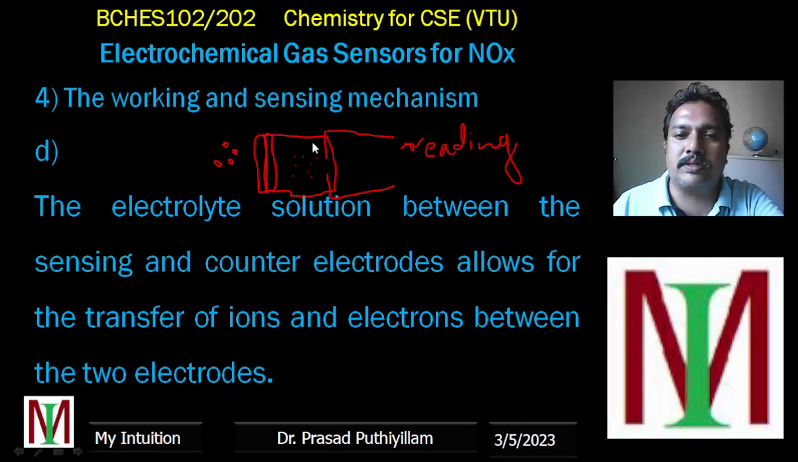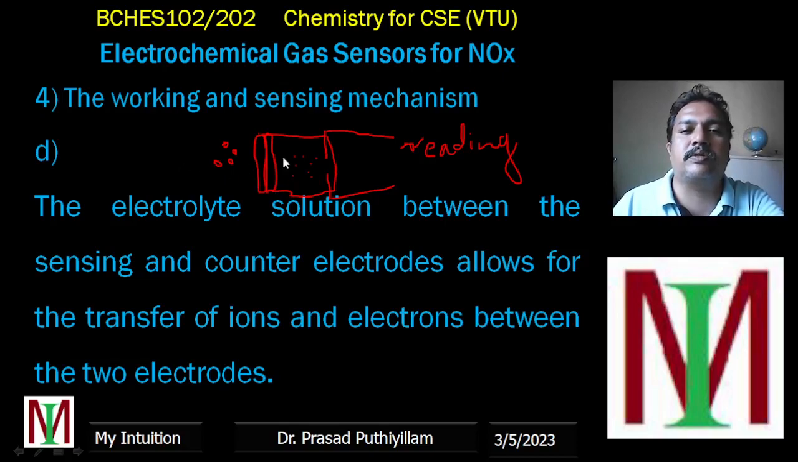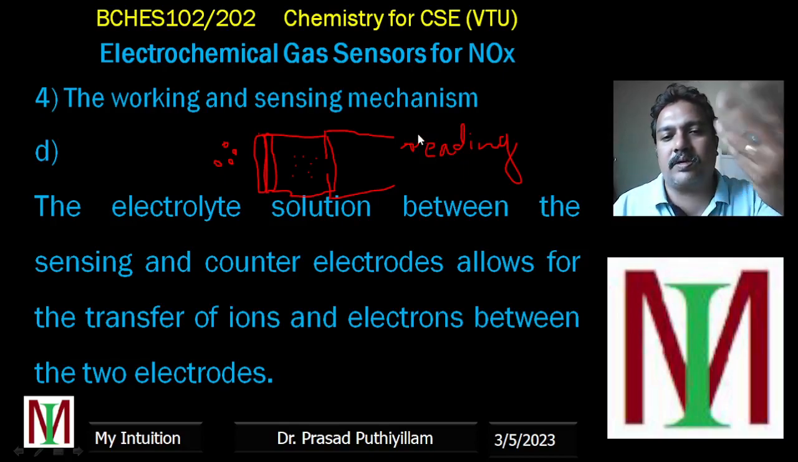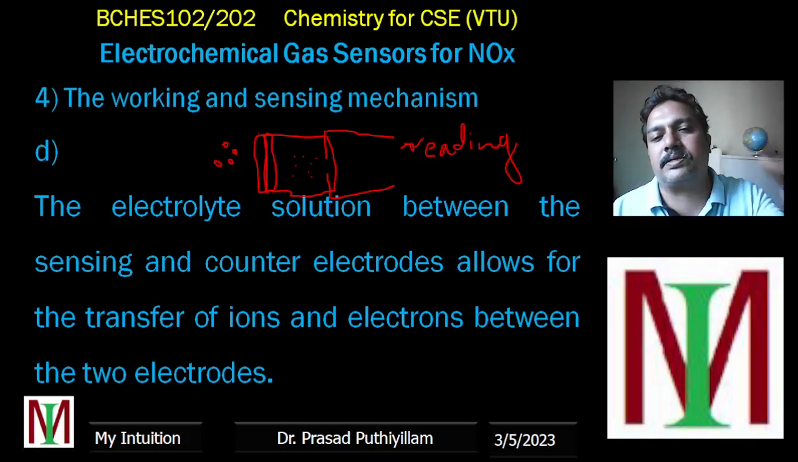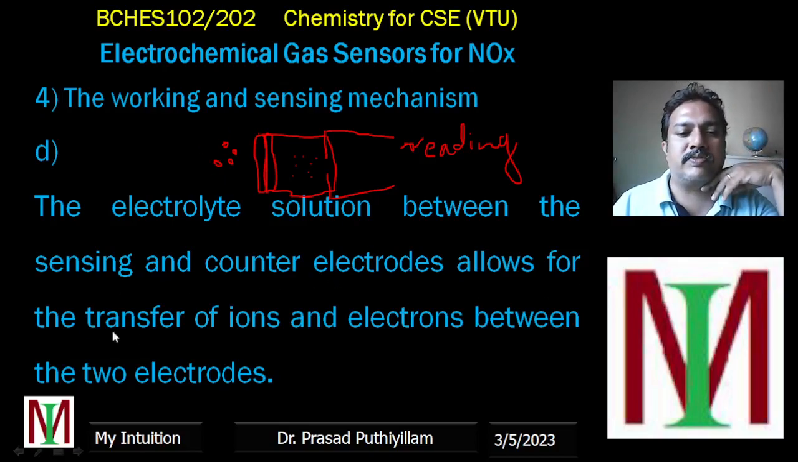Okay, so this is the counter electrode. This one is the reference electrode, this is the working electrode. So three electrodes and the electrolyte are there. When a gas molecule of our target comes in contact with the sensing material, a reaction takes place, which goes through the electrolyte. The reaction movement will be sensed by the counter electrode. With reference to the reference electrode, we get a reading, and with that reading we can say how much gas was present in that atmosphere. The counter electrode allows for the transfer of ions and electrons between these two electrodes.